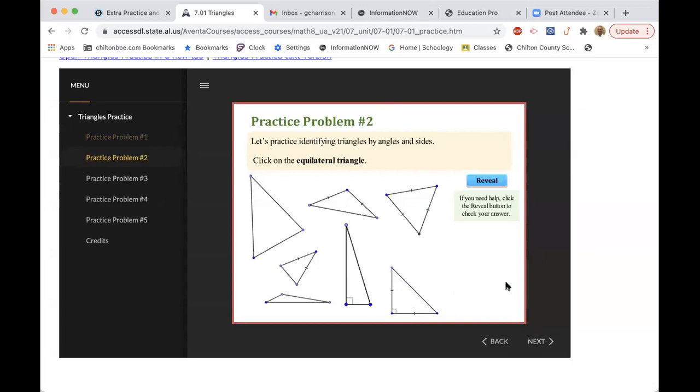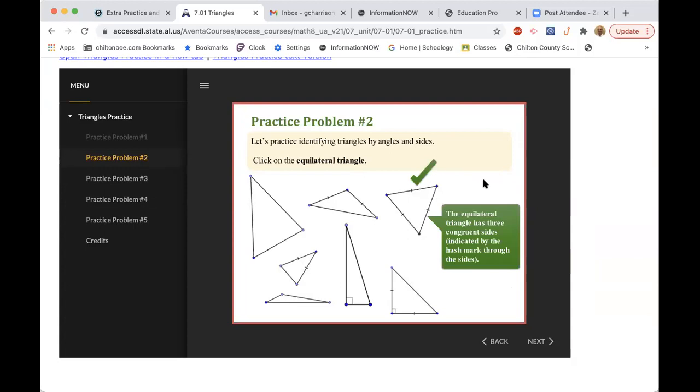Try number 2. Which one is equilateral? The only one that is showing all 3 sides are the same with these 3 tick marks is this one. That is an equilateral triangle, and it has to be an acute equilateral triangle. That's the only kind of equilateral triangle, is acute.